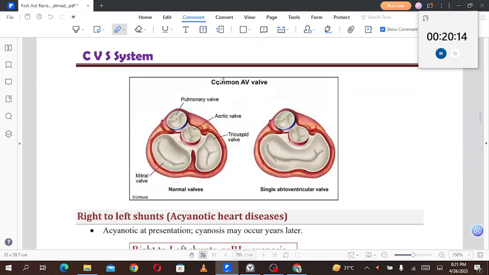Here you can see the common AV canal. The mitral valve and tricuspid valve are just one. There is only one valve for both of them. So there is fusion of these two valves, you may say, and a single atrioventricular valve is present.